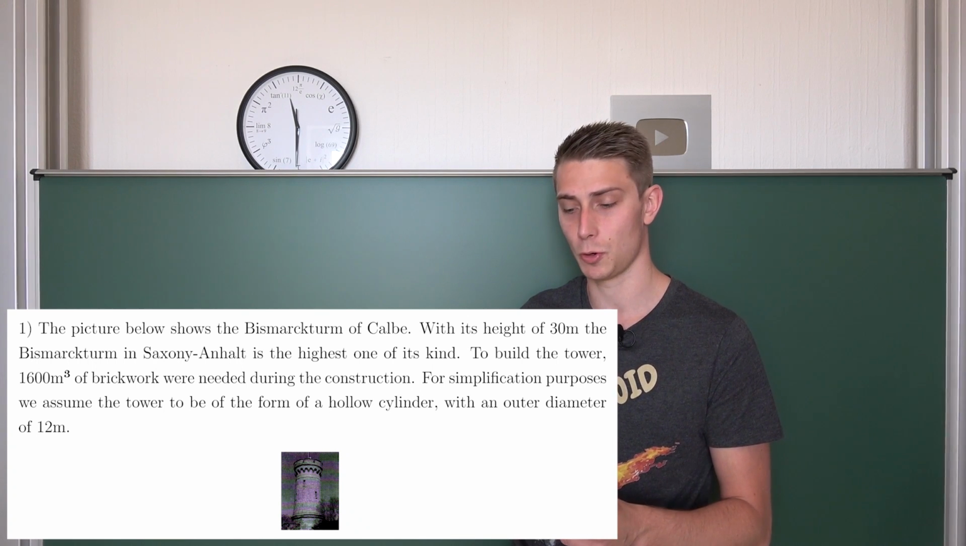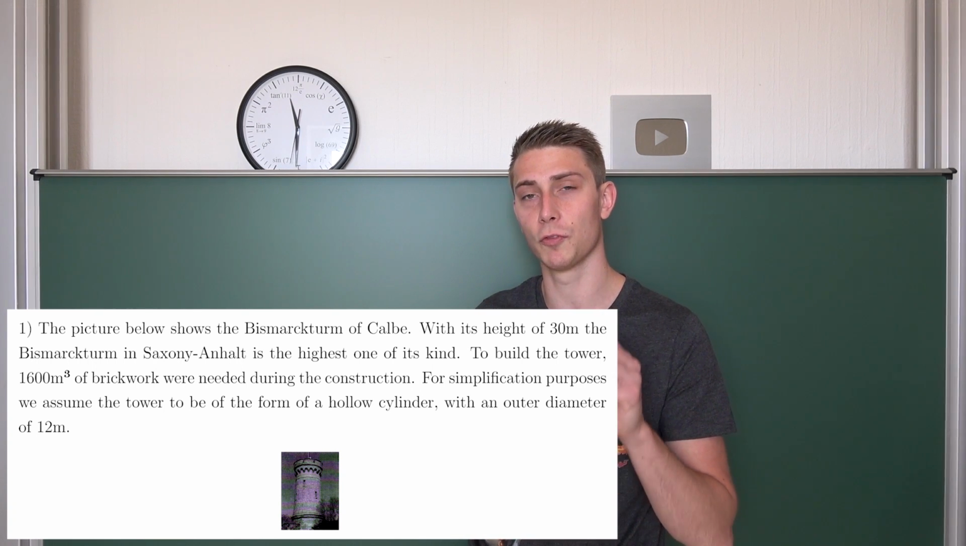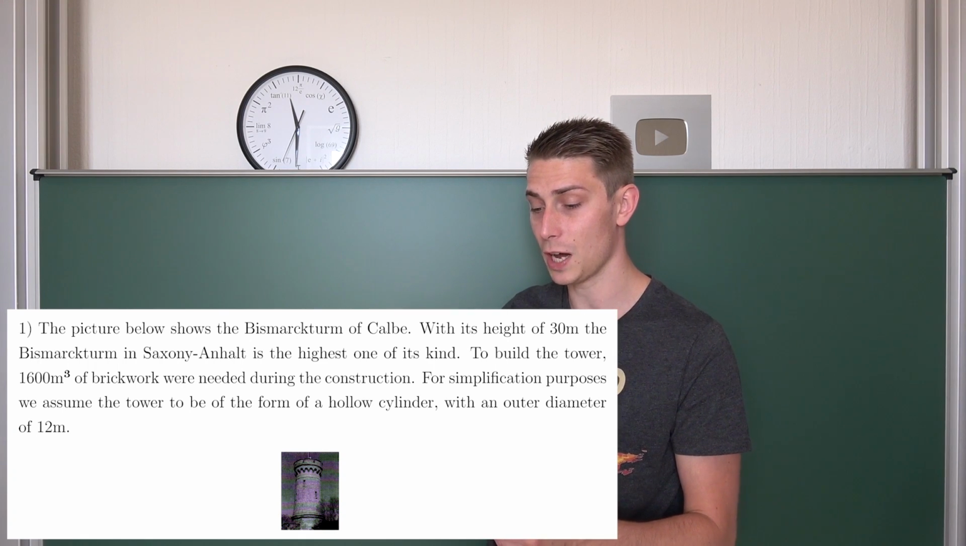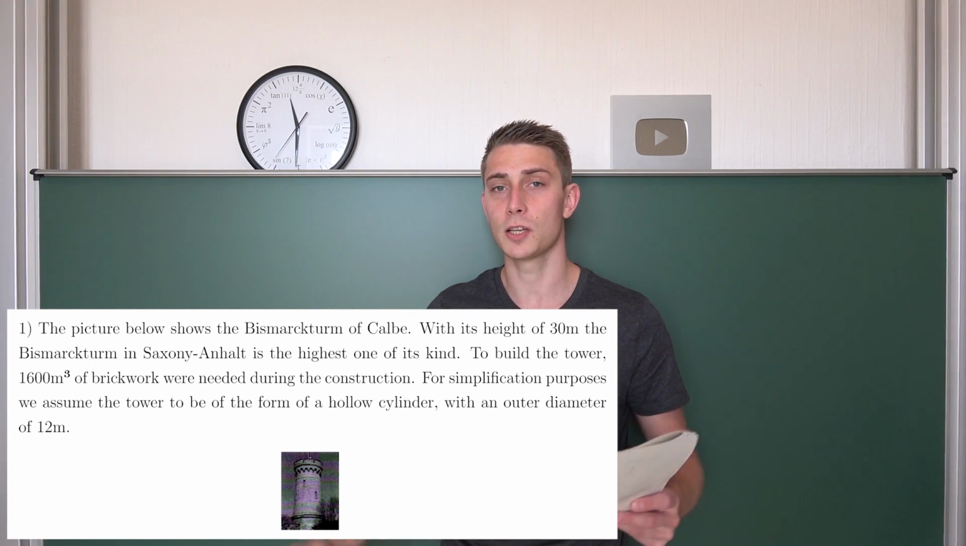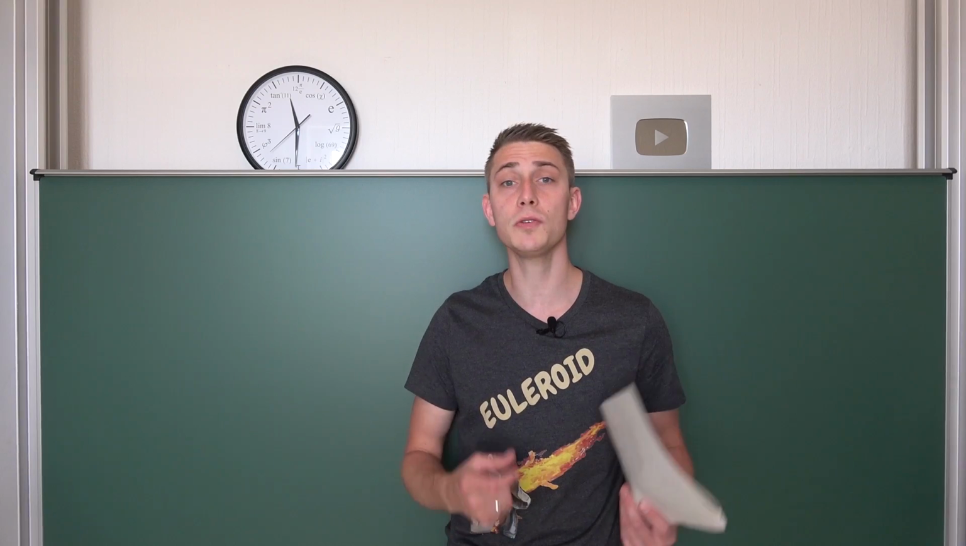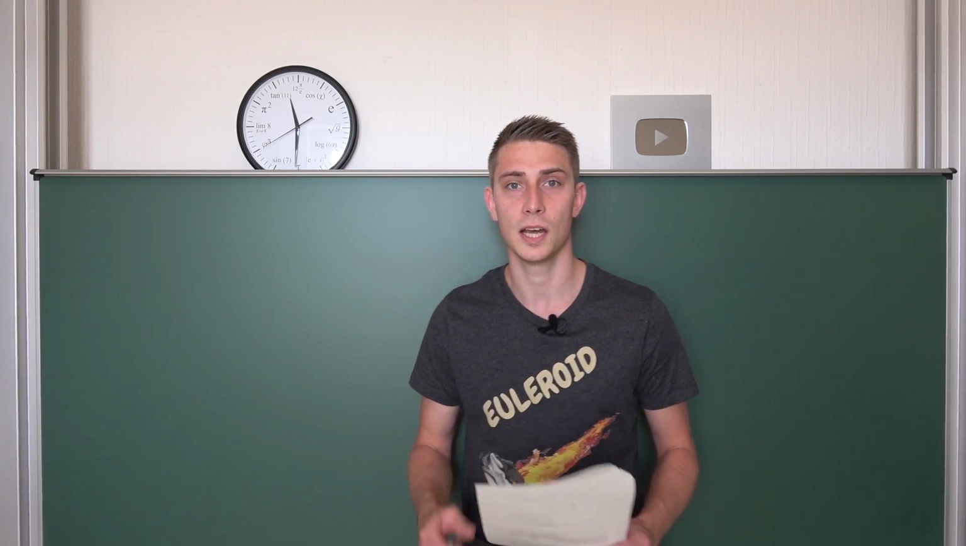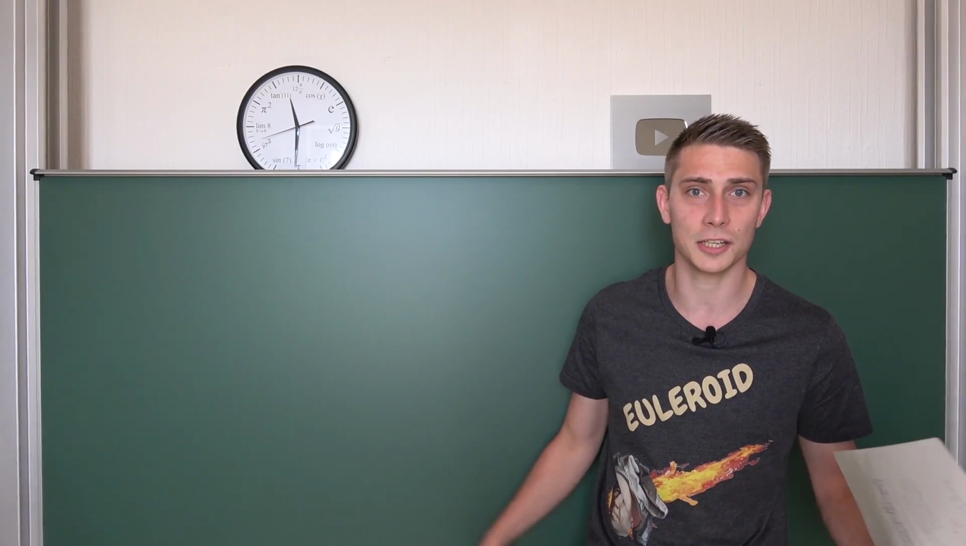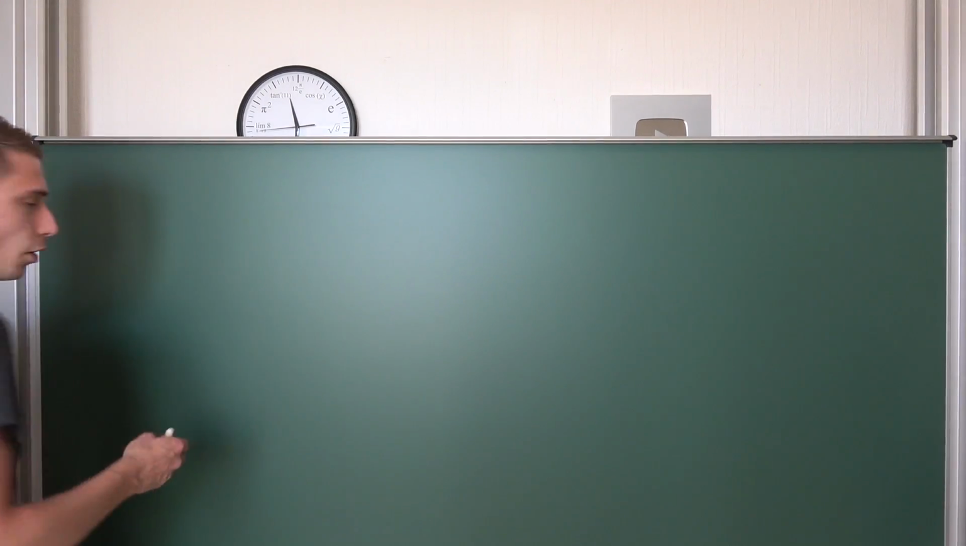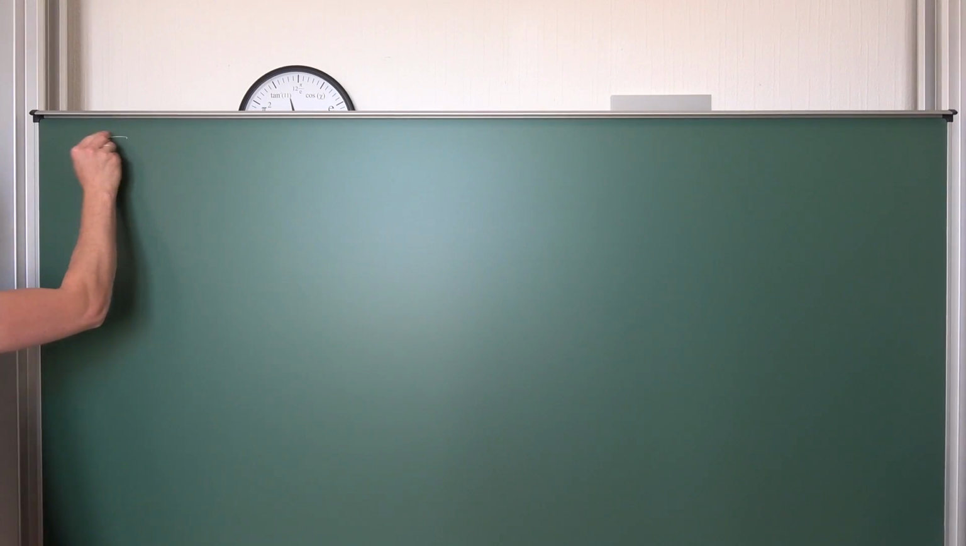For simplification purposes, we assume the tower to be of the form of a hollow cylinder with an outer diameter of 12 meters. So for this exercise, you need to know what a hollow cylinder is. And to be honest, it's basically just a pipe. Okay, so I'm going to draw a little sketch here. A hollow cylinder looks like this.